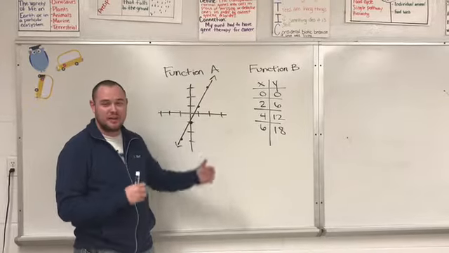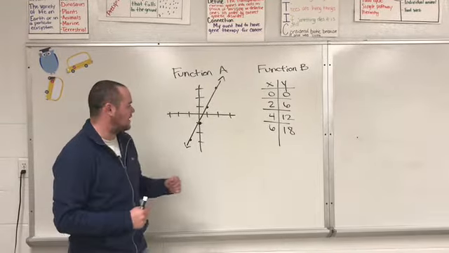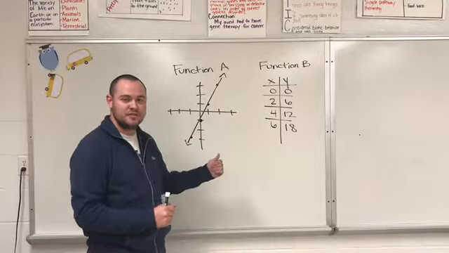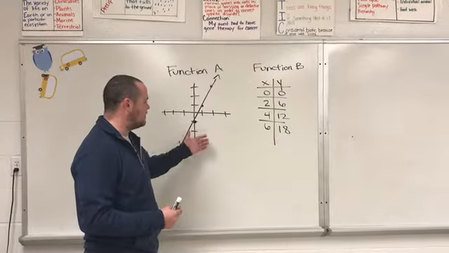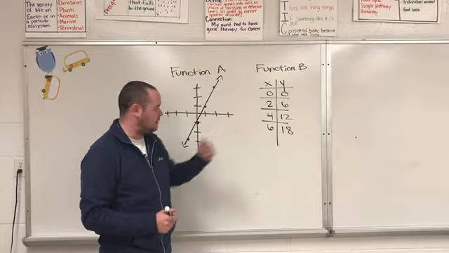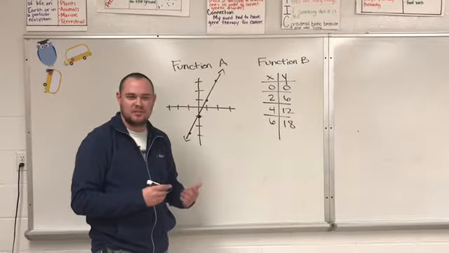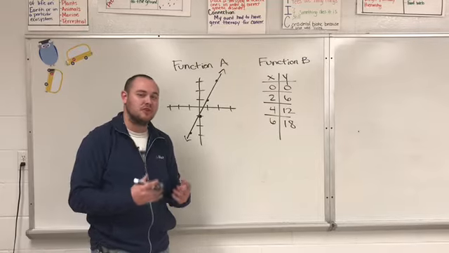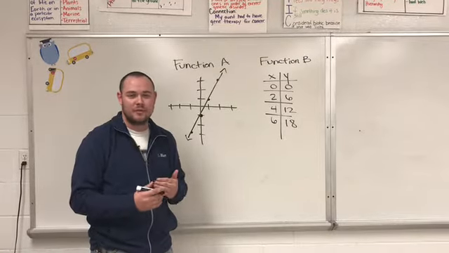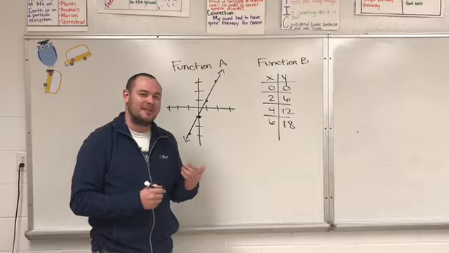Going to go over comparing functions. What we have here are two different functions represented in two different ways. We have a graph and we have a table. Whenever we compare them, we want to see which one has the greatest rate of change. And by rate of change, we mean the slope. So in the equation y equals mx plus b, we're talking about the m.